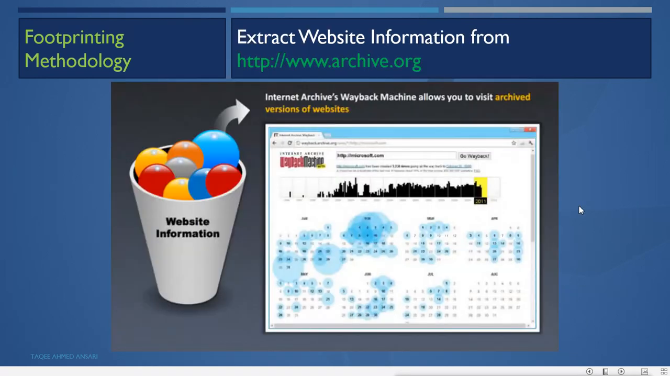Then we can extract the website information from archive.org. This archive.org is like the Internet Archive's Wayback Machine. This allows you to visit archived versions of a website. Archived versions of a website means that when the site makes some changes, this site records those changes. It is like a time machine. So you can see how the sites developed and what changes they have made till now.